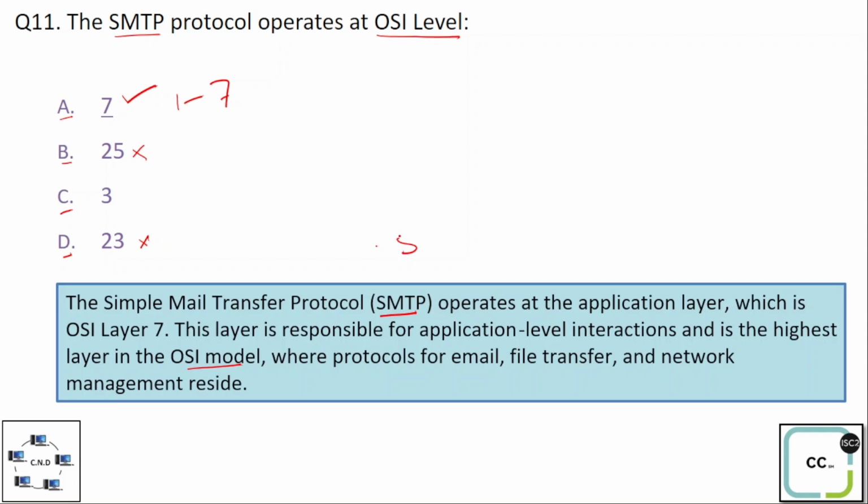Port number 25. So SMTP works at TCP port number 25.